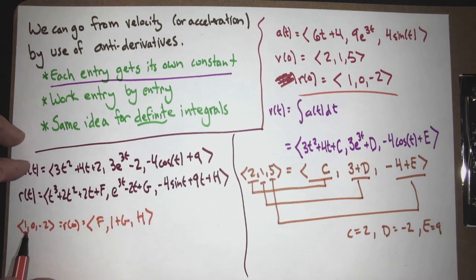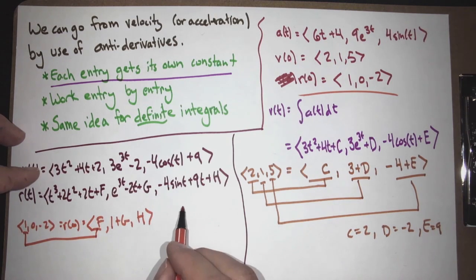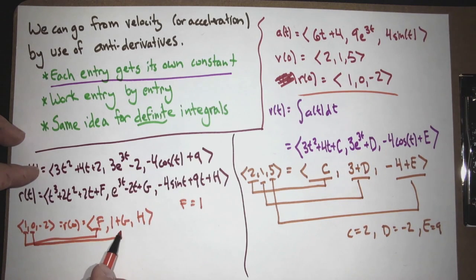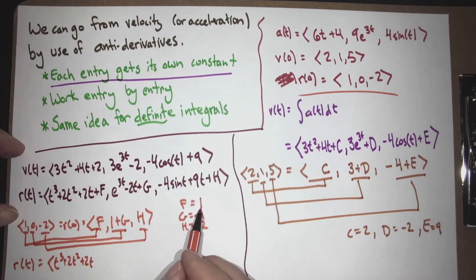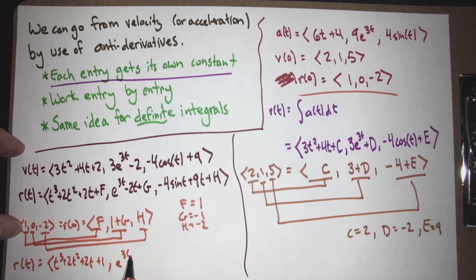Okay, so we get that 1 has to match up with f. So what does that tell us? f is 1. 0 has to match 1 plus g, so g is negative 1. Negative 2 has to match with h, so h is negative 2. So plug it in and we get our final answer: t cubed plus 2t squared plus 2t plus 1, comma, e to the 3t minus 2t minus 1, comma, negative 4 sine t plus 9t minus 2.